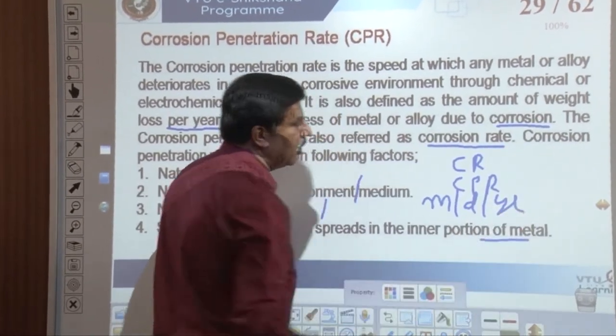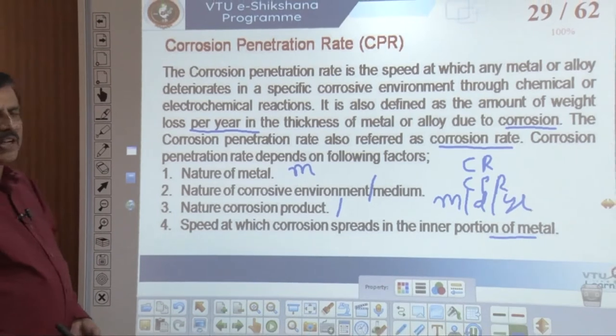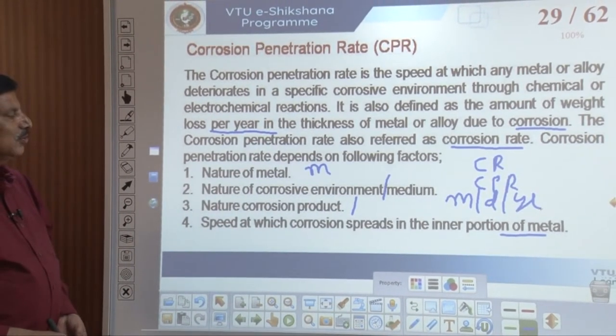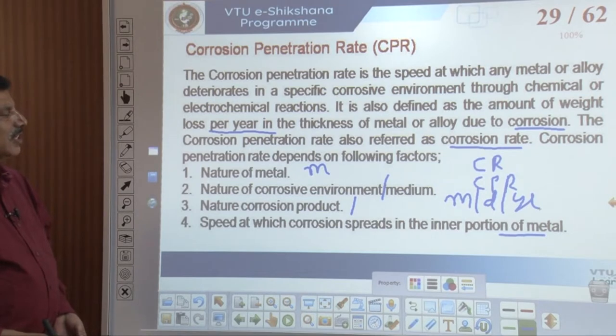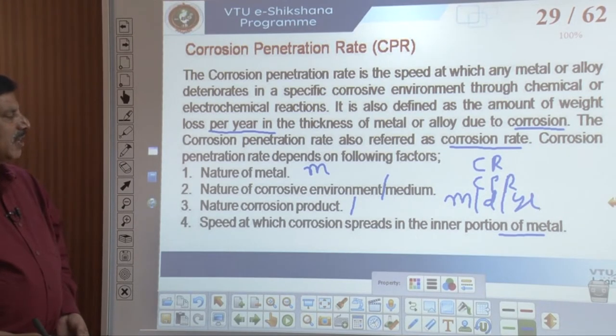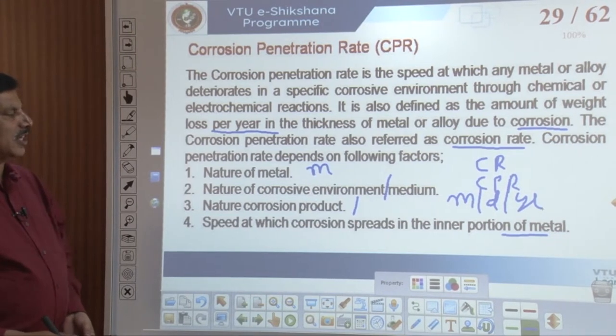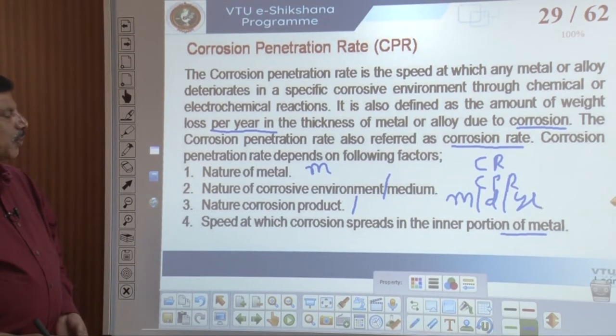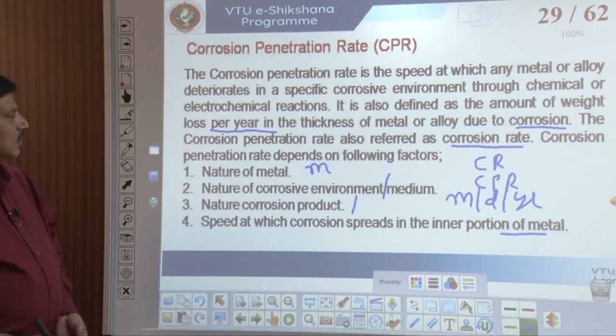See, corrosion penetration rate is a very, very slow process. Otherwise, our buildings would not withstand for a longer time. It is a very, very slow process. For example, if you keep a metal outside the window for a day, it is not going to dissolve completely. Only about 0.1% of the metal is going to be corroded or lost in weight in general. But it is a very slow process, not so fast.